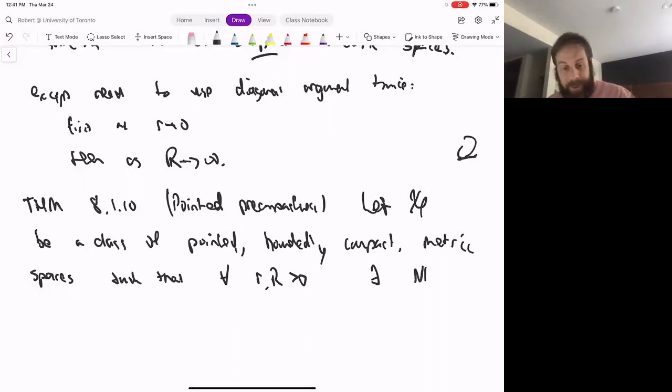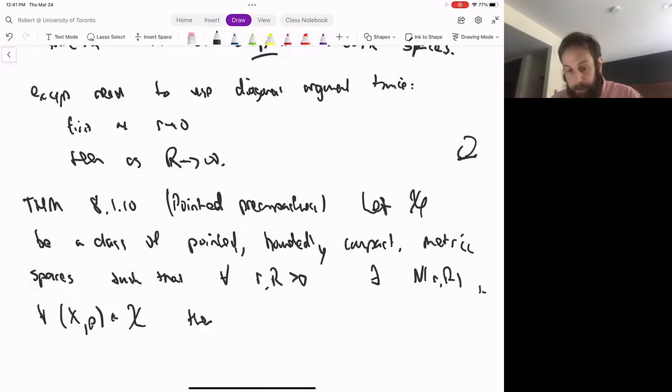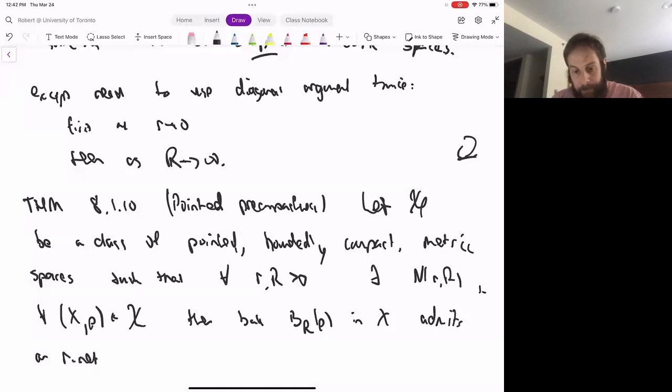So there's going to exist a capital N depending on the two parameters, such that for every pointed space in the class, the ball around the preferred point of radius big R admits a little r net with at most N points.